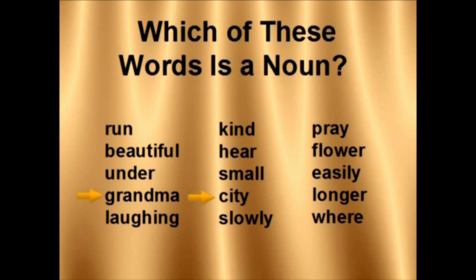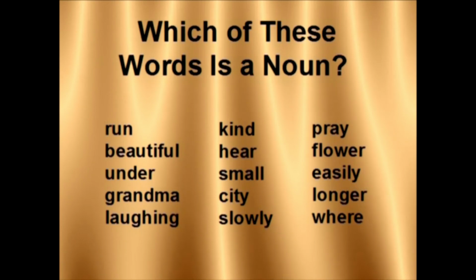Now, tell me which of the following words is a noun. Pray, flower, easily, longer, where. Did I hear you say flower? Then you're right again, because it names a thing. So never forget that if a word names a person, a place, or a thing, that word is a noun.